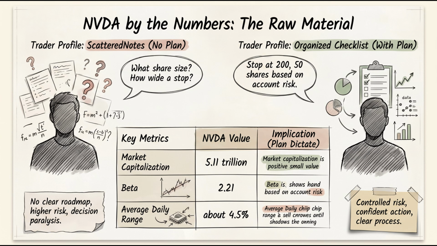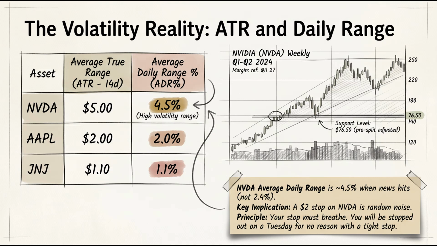These aren't just interesting facts. They are the constraints that dictate your stop-loss width and your total share count. When we look at volatility, we have to distinguish between the 14-day average true range, which sits near $5, and the average daily range percent. While $5 represents about 2.4% of the share price, the true daily volatility often pushes toward 4.5% during news events.